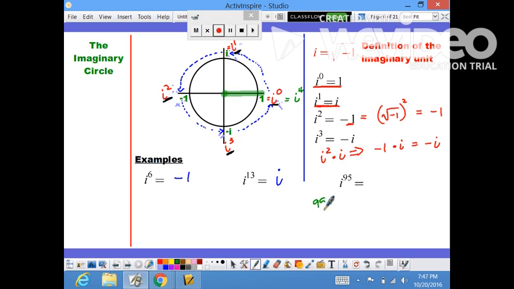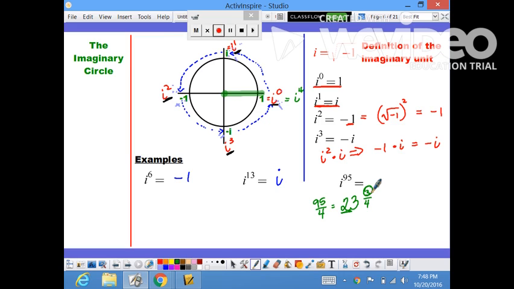So I'm going to take 95 and divide that by 4. It seems that 4 goes into 9 2 times, because 4 times 2 is 8. 9 minus 8 is 1. 4 goes into 15 3 times, because 4 times 3 is 12, and 15 minus 12 is 3. So I have 3 left over. This is very important. Not the whole number, but the remainder is going to help us.